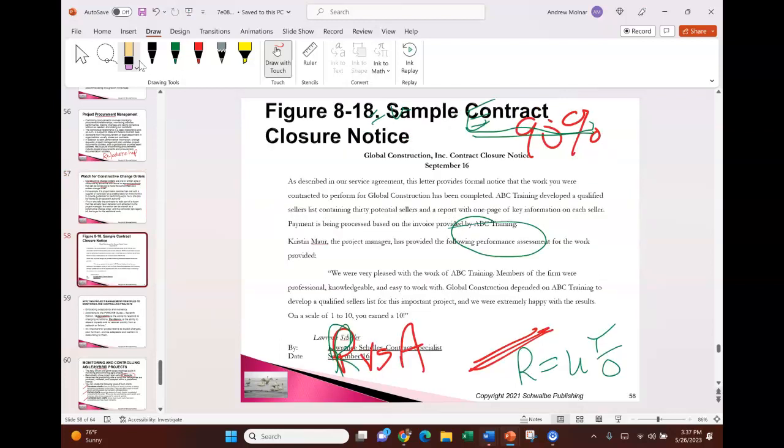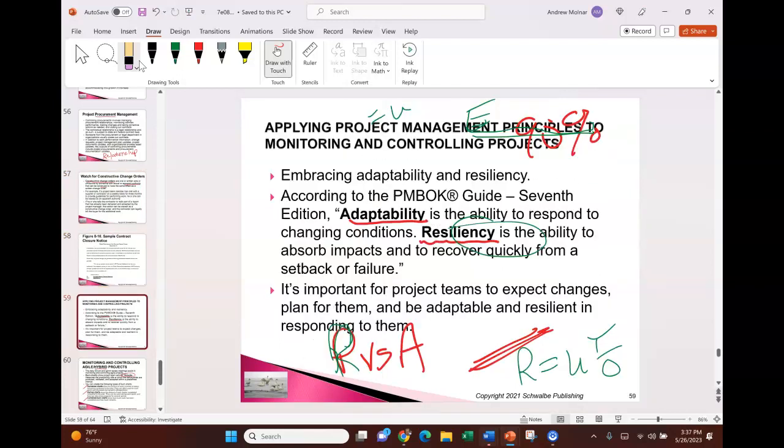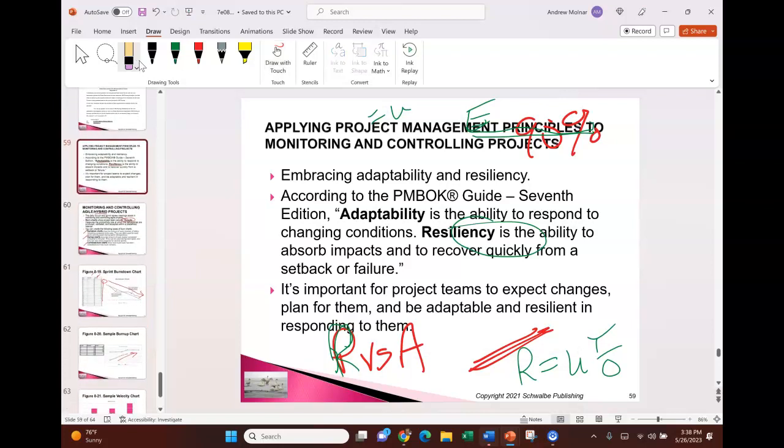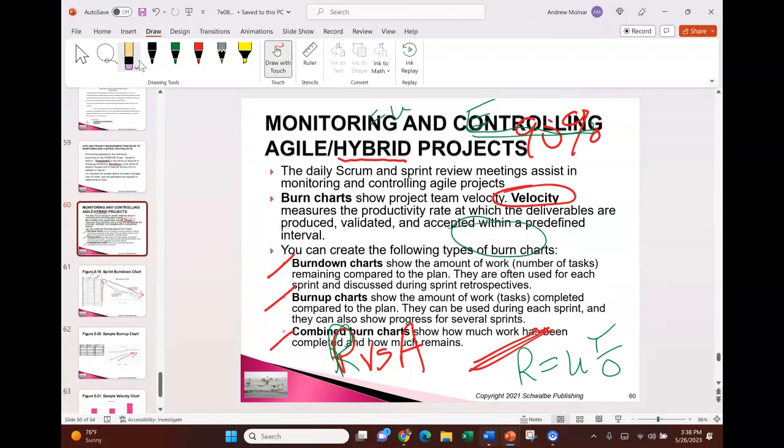Here's a sample contract closure notice. And notice that one of the great things about project management is resiliency. Resiliency is a term that we should all add to our lexicon. How do we absorb impacts or recover from a setback quickly? So think of that as you plan your projects.